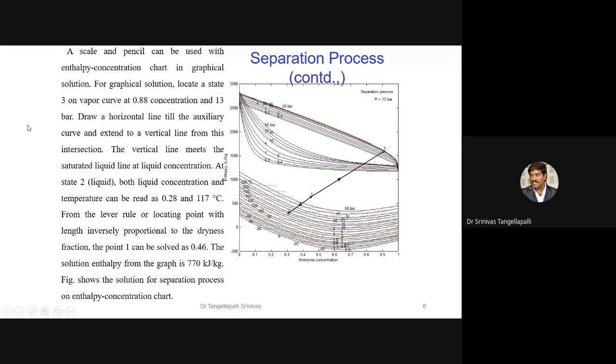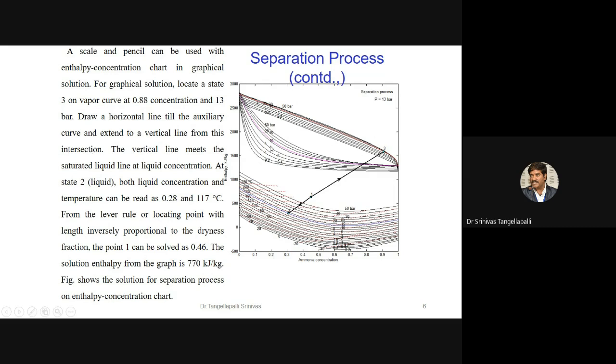Draw a horizontal line. Actually, this is the reverse position. Earlier, I explained that I started from the liquid, with a vertical line till the auxiliary curve, followed by a horizontal line till the vapor line. But since we know the vapor state instead of the liquid state, we start from the vapor. Draw a horizontal line till the auxiliary curve, the magenta or pink curve you can see here, and extend a vertical line from this intersection.